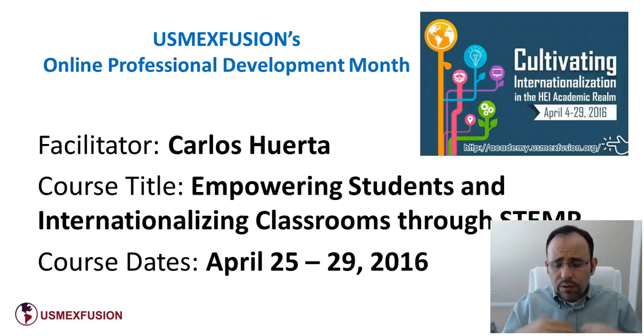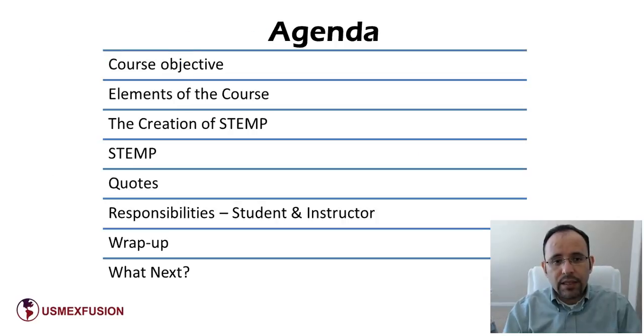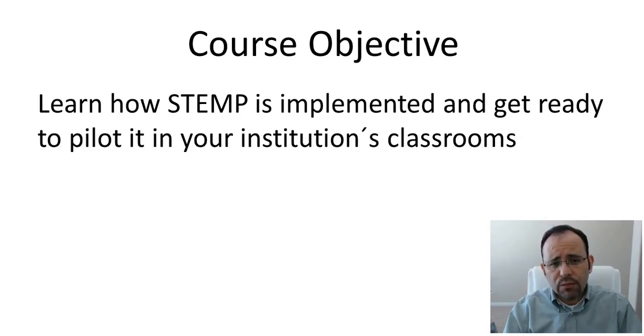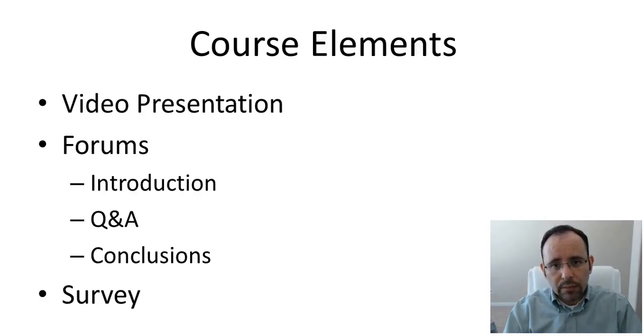And basically what you're going to do is welcome participants. You're going to explain the title of your course as part of the event. This obviously is an example of our previous event in April, but you can say welcome to this event that is going to be taking place in September and October as part of USMEXFUSION professional development programs. And you explain the dates your course is going to be offered, and then the agenda for your video. So this is the agenda for your video, objectives of the course, and then the course elements.